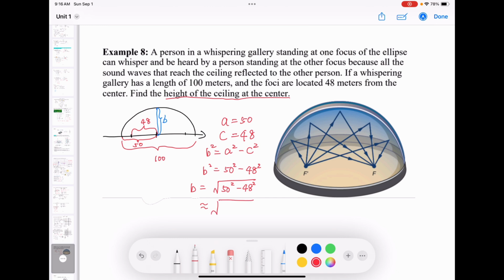So we have the square root of 196. Okay, I shouldn't have this equal sign. And then the square root of 196 is 14. So the height of the whispering gallery is 14 meters. Okay, we're done. If you have any questions, please let me know.